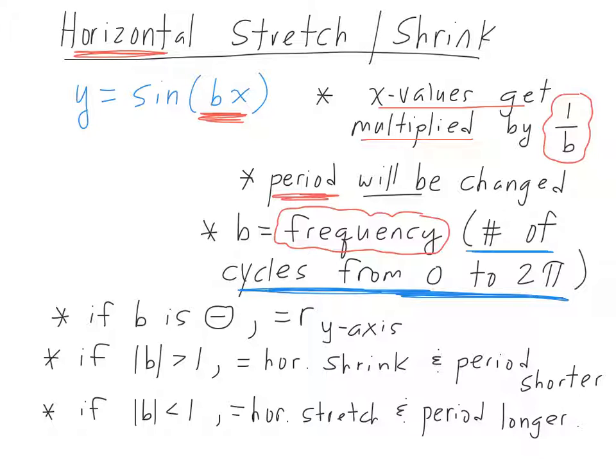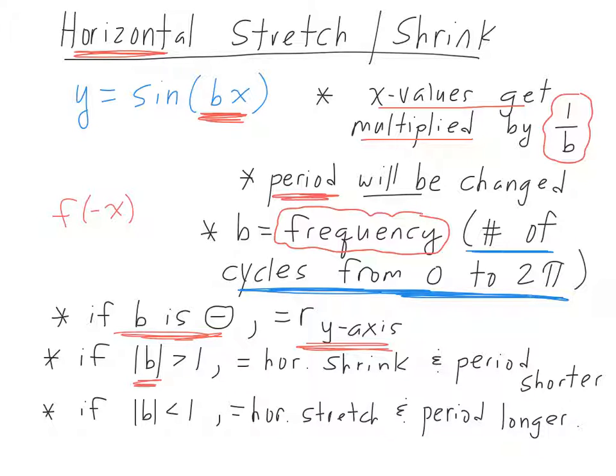Here's a nice spot. So if b is negative, remember, if we have a situation where you have f of negative x, that's really what's happening here. If b is negative, we said that's really a reflection over the y-axis. So let's just look at the absolute value of b. We're going to ignore any possibilities of it being negative.